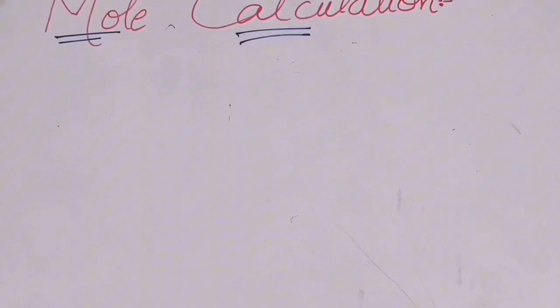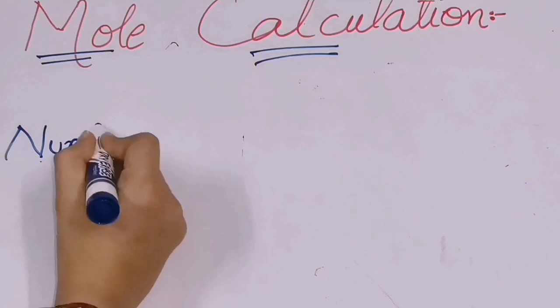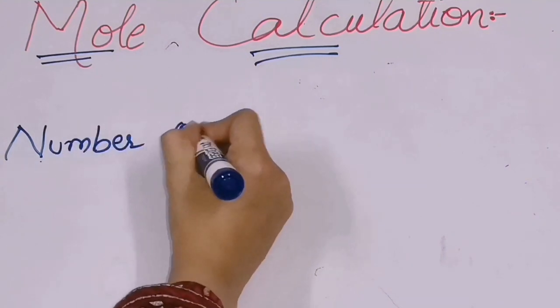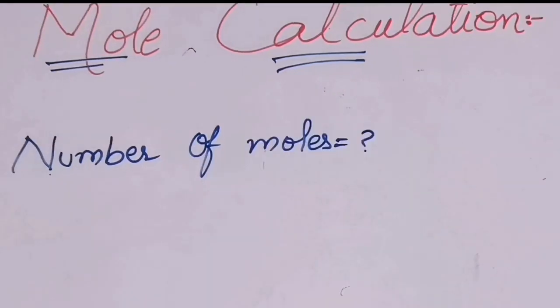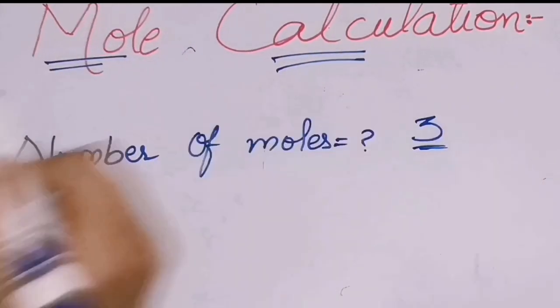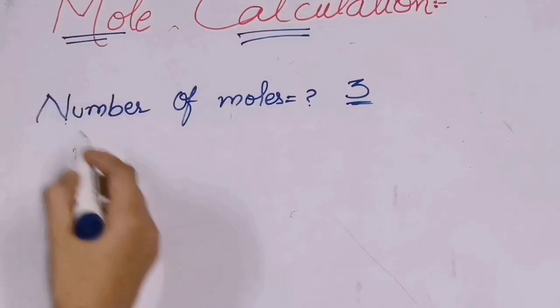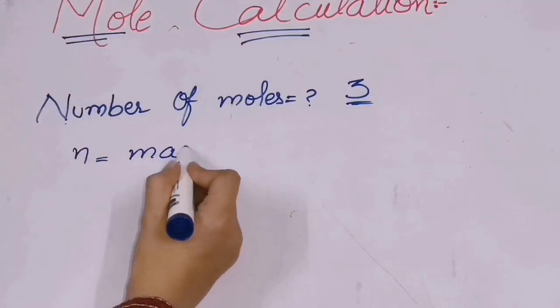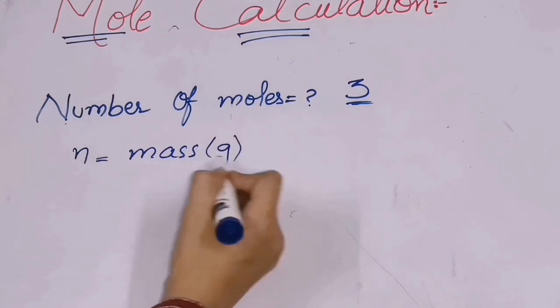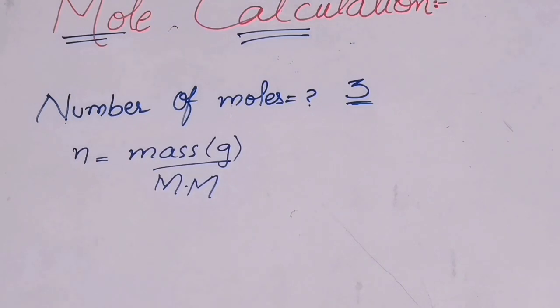Mole calculations: how will we find the number of moles? In the previous video, I told you 3 formulas. I hope you all remember those formulas. The first formula was number of mole is equal to mass in gram divided by molar mass. This was the first formula.